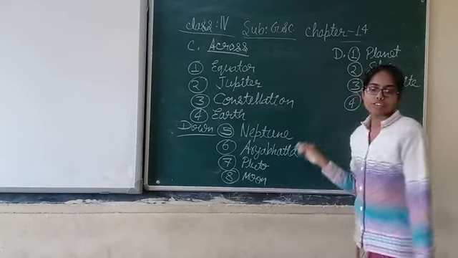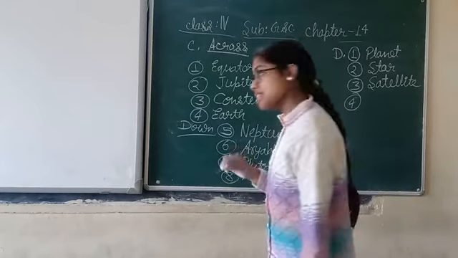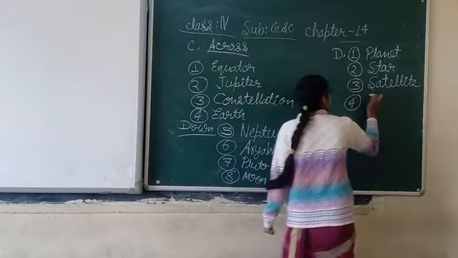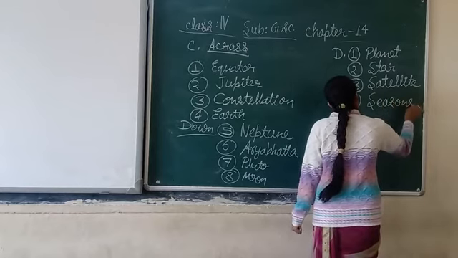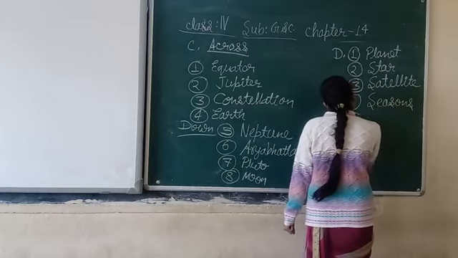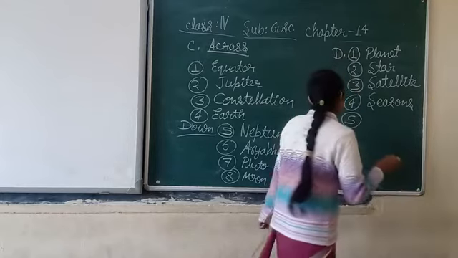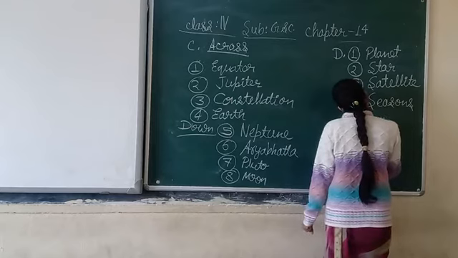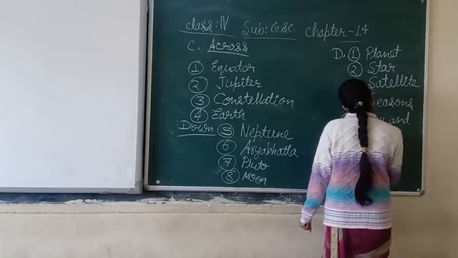Question number 4. Revolution. And due to this revolution, seasons occur. Question number 5 is rotation. And due to rotation, what happens? Day and night is caused. So the last matching is day and night.